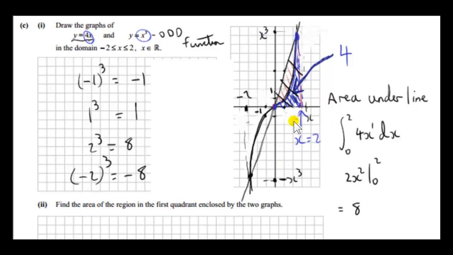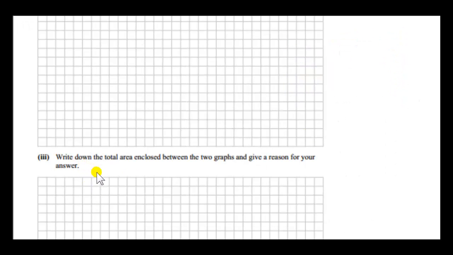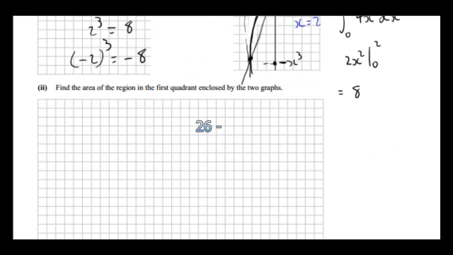So finally now we can get the area in here. It's just the area between the line and the x-axis, which is 8, minus the area between the curve and the x-axis, which is 4. So that's going to give us 4. Next we want the total area enclosed between the two graphs. Well, we just use symmetry here.